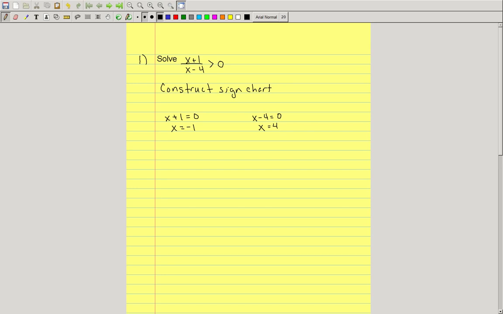Using these two values, we are going to draw a number line. And we're going to plot these 2 points along that number line. I'm going to use a filled-in circle for -1 because it made the numerator equal to 0, and I'm going to use an open circle for 4 because it made the denominator equal to 0. We use an open circle for 4 because it is not in the domain of the function, whereas -1 is.